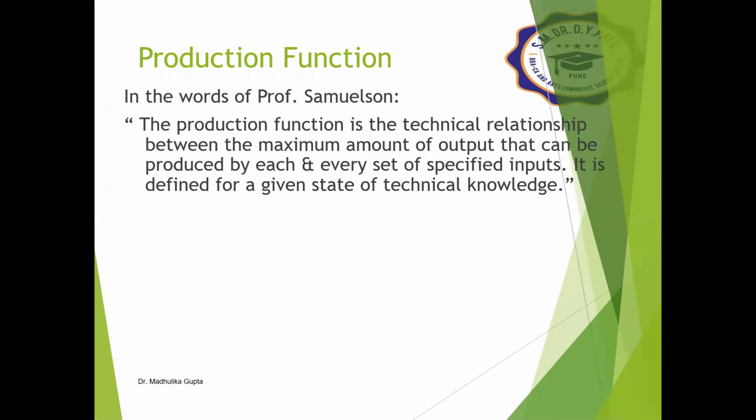Let's understand it in the words of Samuelson. He says that the production function is the technical relationship between the maximum amount of output that can be produced by each and every set of specified inputs. It is defined for a given state of technology. That is, for each different combination of inputs, the production function tells us the maximum quantity of output a firm can produce over some period of time.